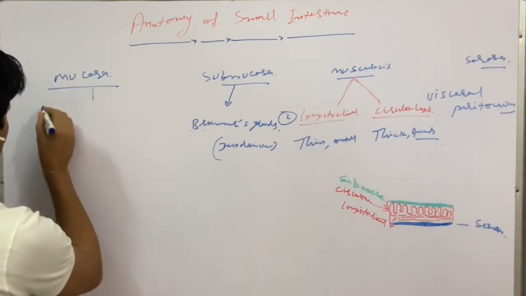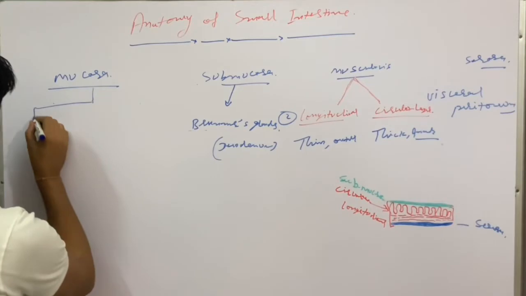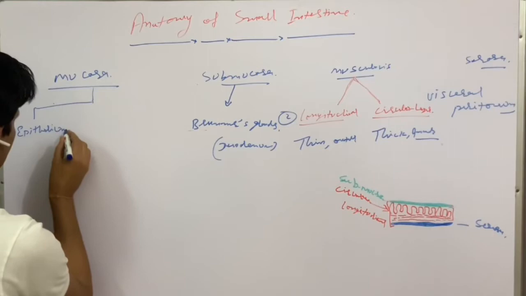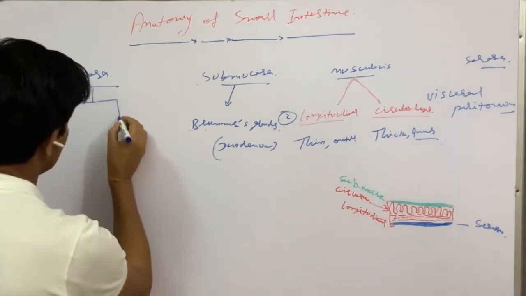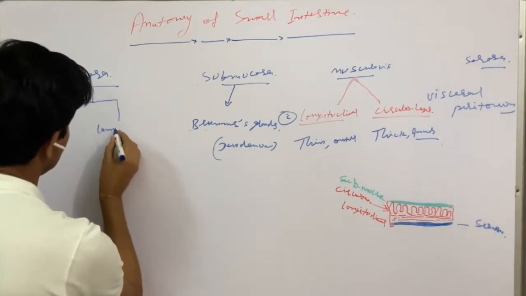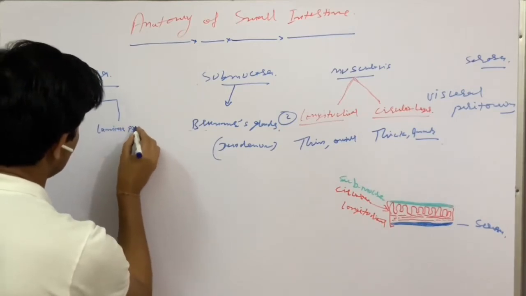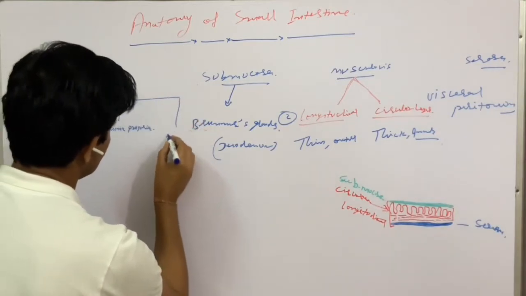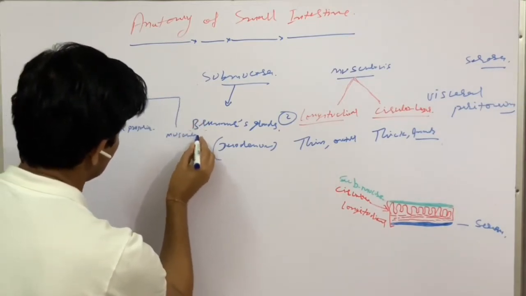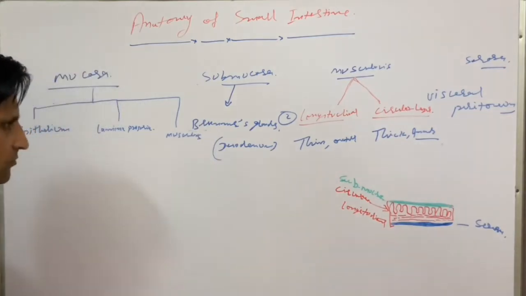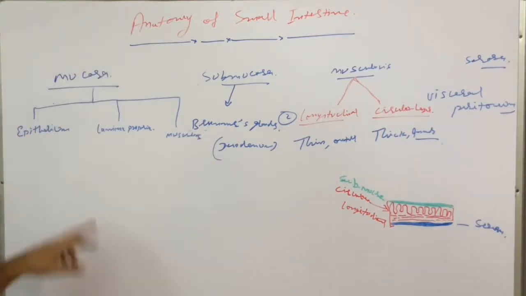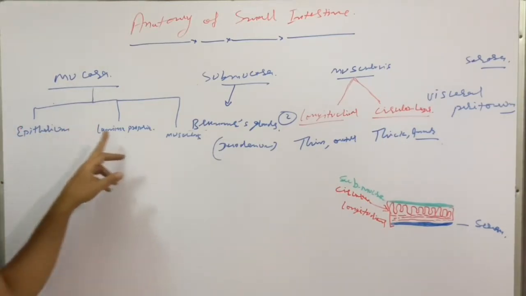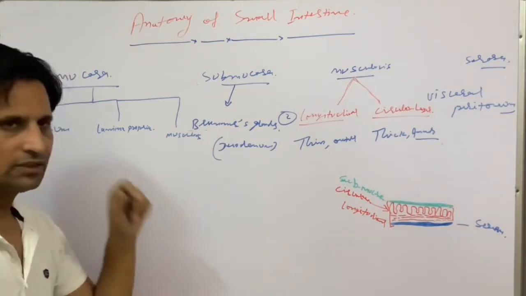Number one is the epithelium. Second one is the lamina propria, and the outer one is the muscularis. So there are three layers of the mucosa. One is the epithelium, which is the innermost. Second one is the lamina propria, and third one is the muscularis.